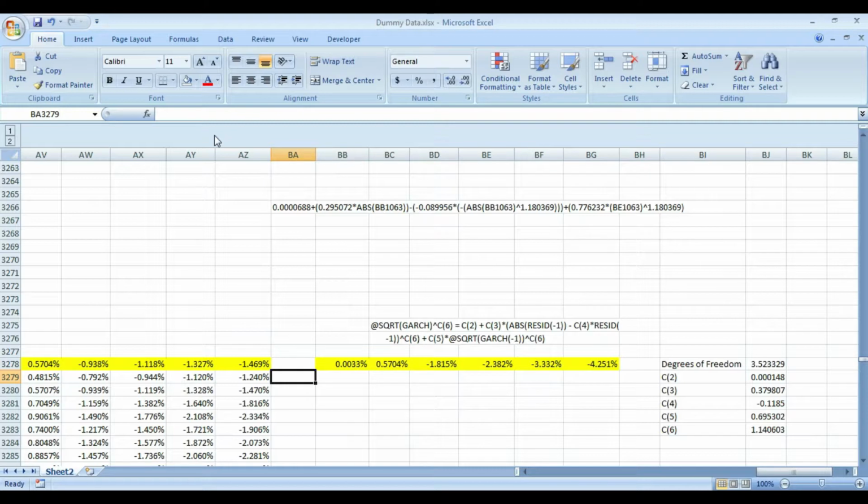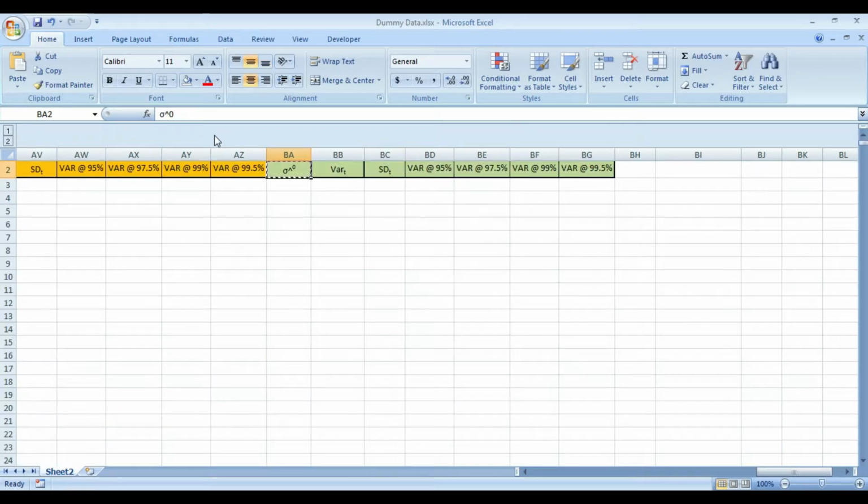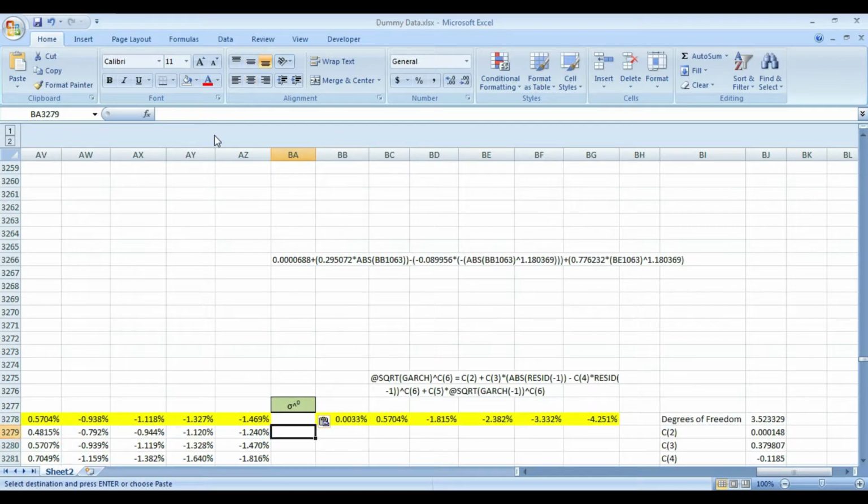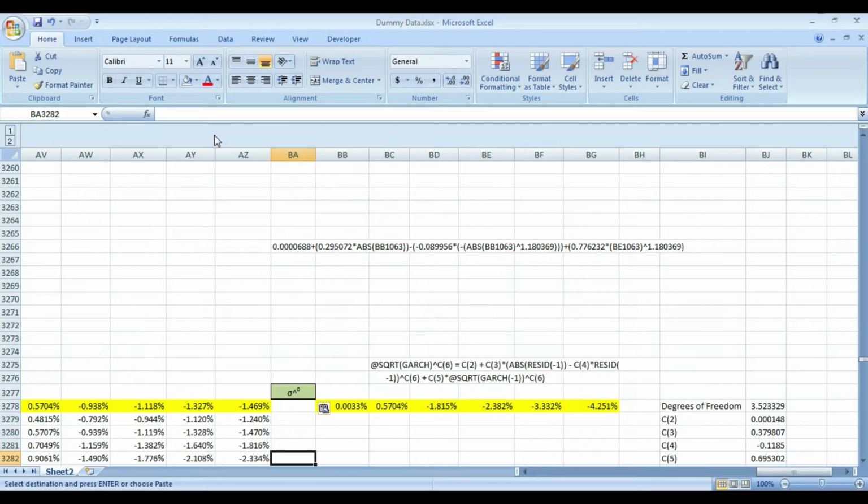So the next thing we will be applying is our equation. So the equation simply states square root of GARCH to the power of C6. So this is this, guys. We'll paste this over here. So it says square root of GARCH to the power of C6. So square root of GARCH or square root of variance is simply standard deviation. So standard deviation to the power of C6.